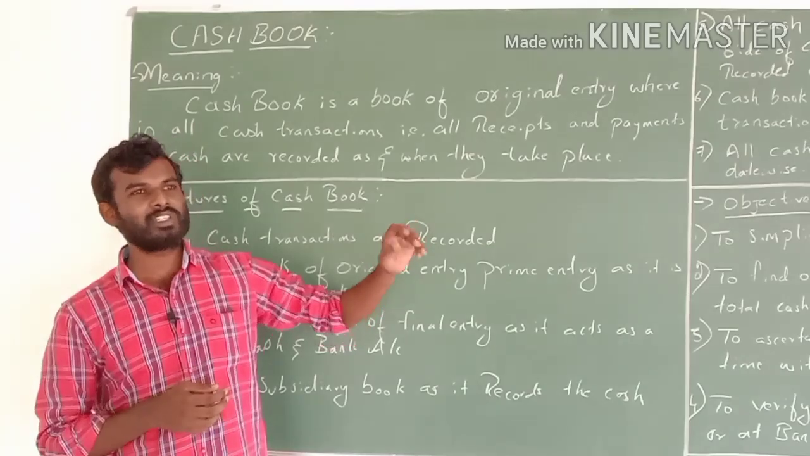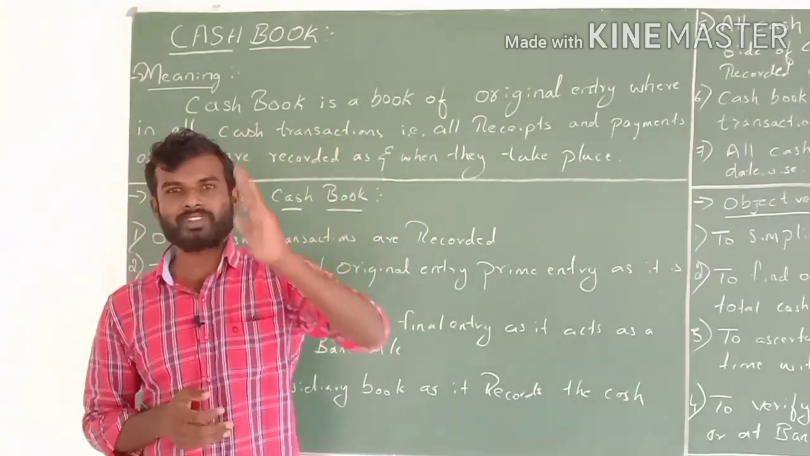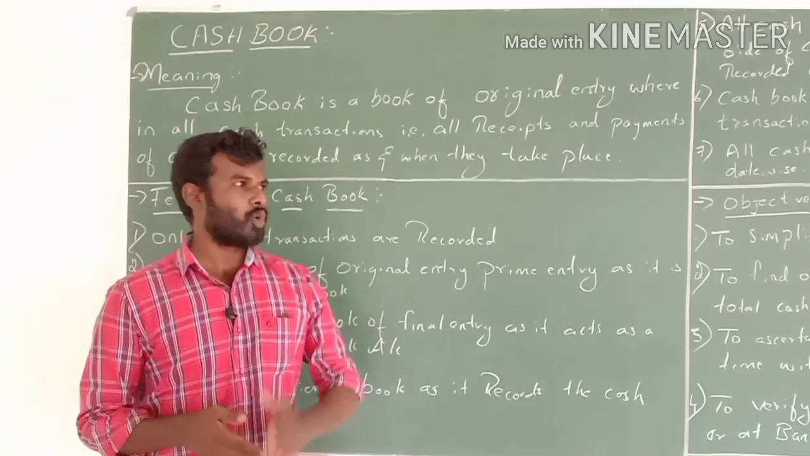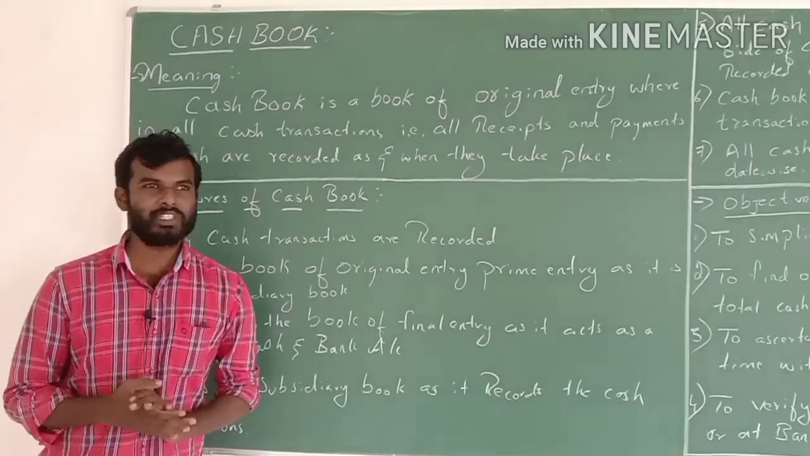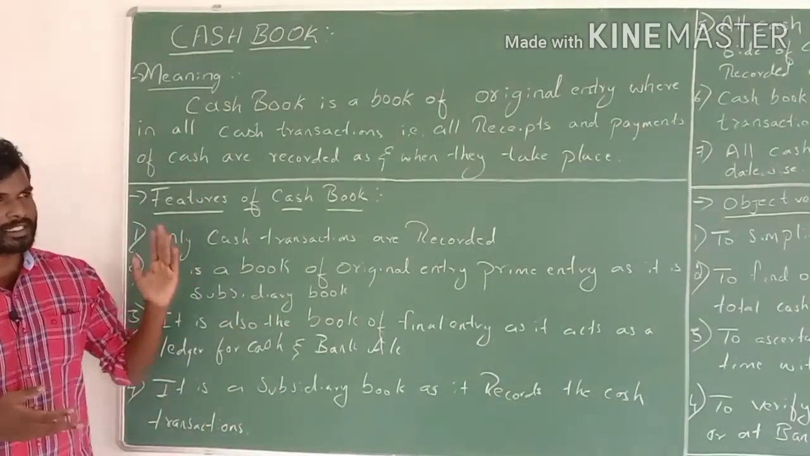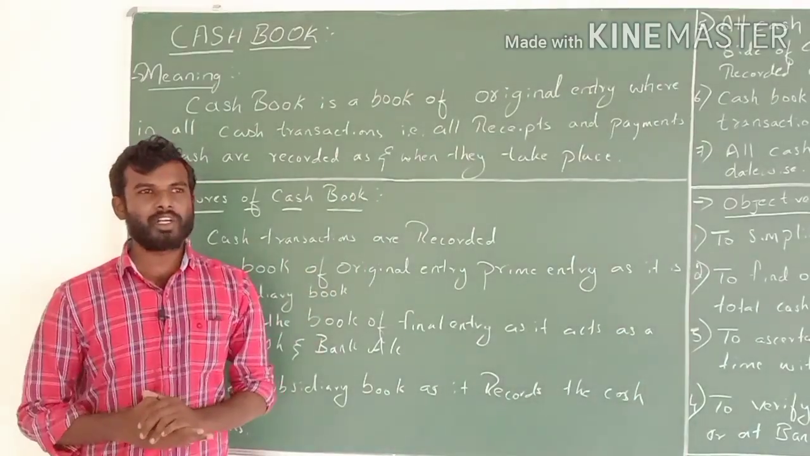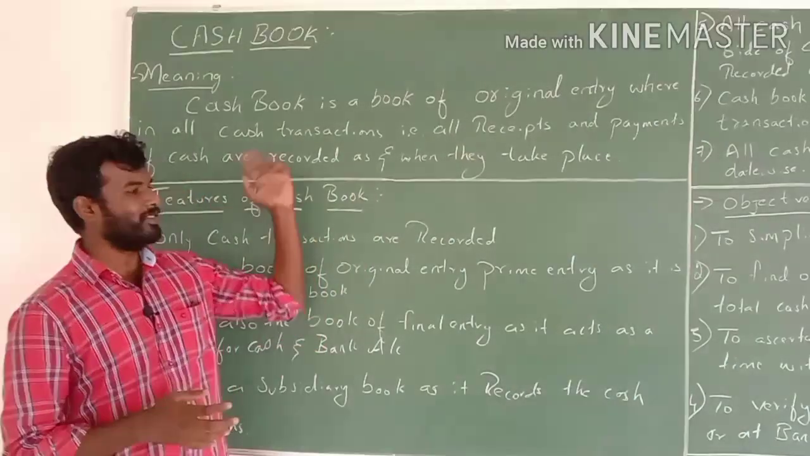Whenever the transaction takes place, we used to record it under the cash book. Only what type of transaction do we record? Only the cash transactions. So coming to the next concept, that is features of cash book. What are the features we are seeing here? The first point itself says only cash transactions are recorded. Already we have discussed that only cash transactions will be recorded in the cash book.